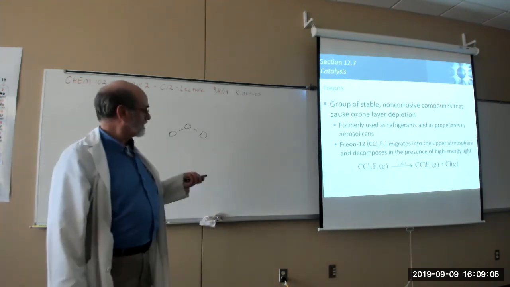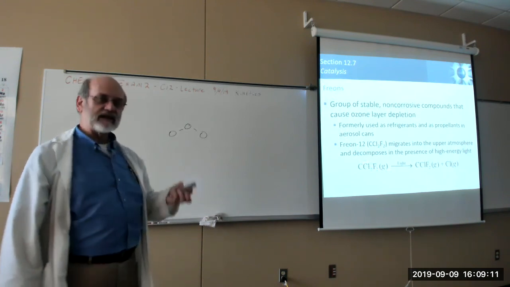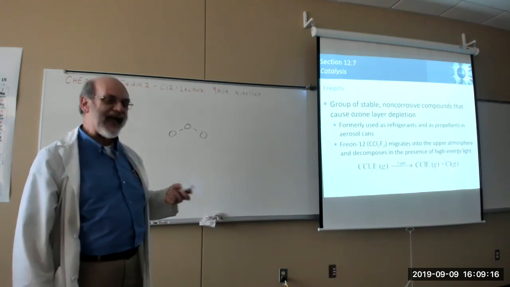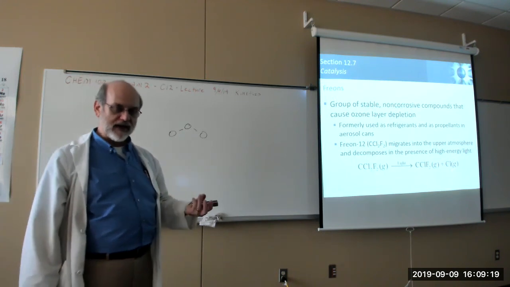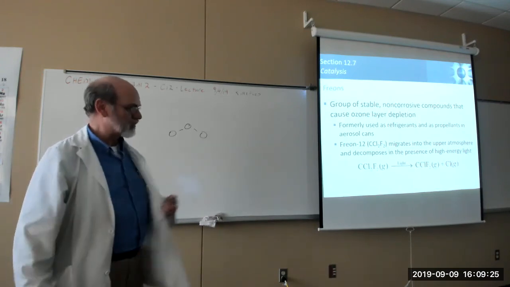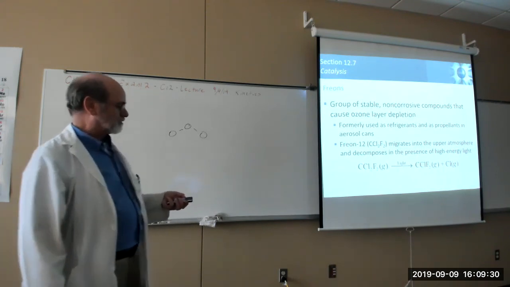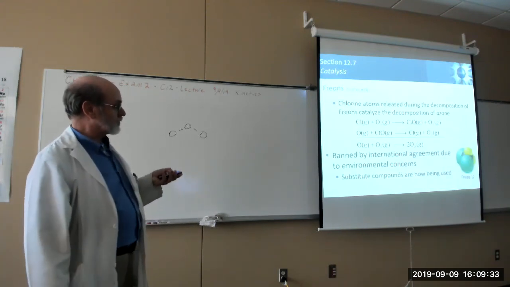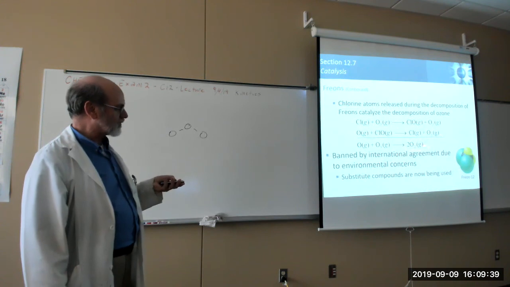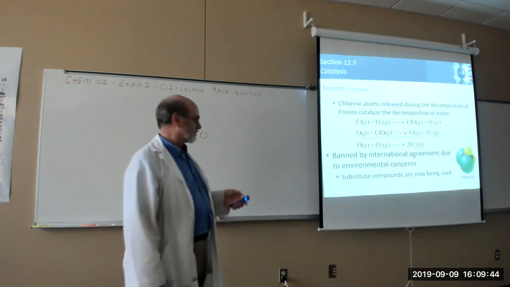Similarly, certain types of freon will be degraded in the upper atmosphere by the interaction of ultraviolet light and produce chlorine atoms. These are what are called free radicals, and at some point in general chemistry, we'll talk about free radicals. And then the free radicals interact with ozone and degrade it further into oxygen, reducing the ability of the upper atmosphere to absorb ultraviolet radiation.